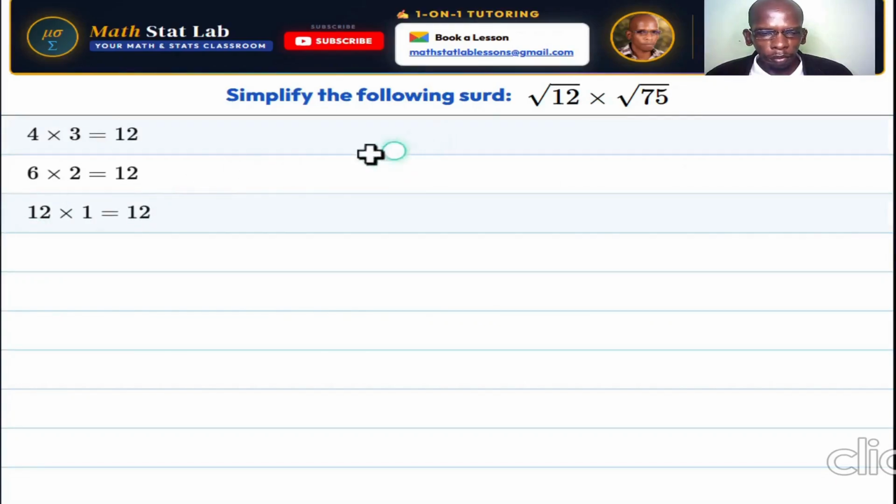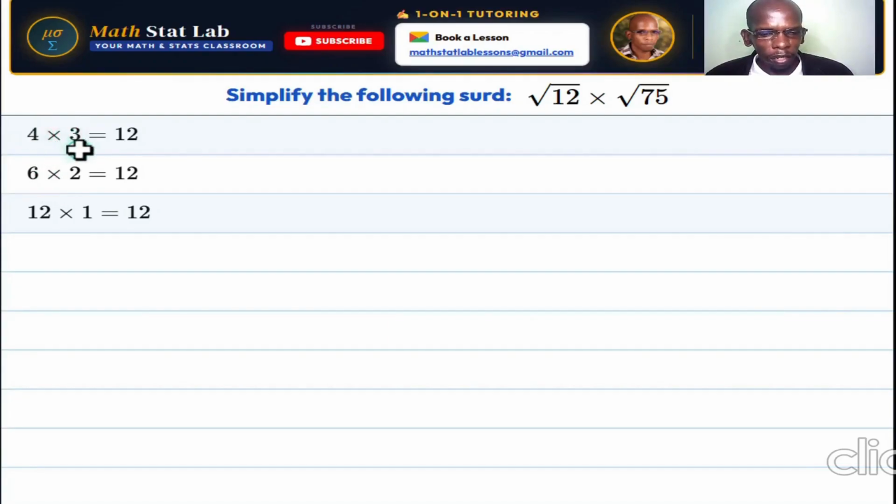So the root of 12 itself is the same as 4 multiplied by 3, which is 12, 6 by 2 is 12, 12 by 1 is also 12. But you see, all these others here don't have an exact square root. So 6 doesn't have an exact square root, 2 doesn't, 12 doesn't, and 1 doesn't. But this 4 has an exact square root because the square root of 4 is 2. Then multiplied by 3. So we go with these factors.